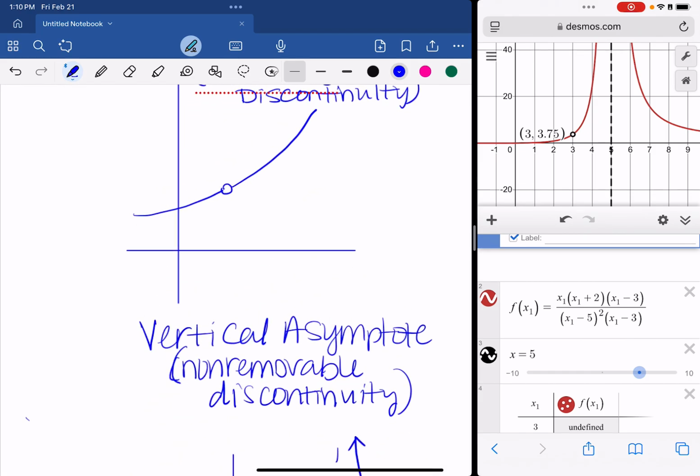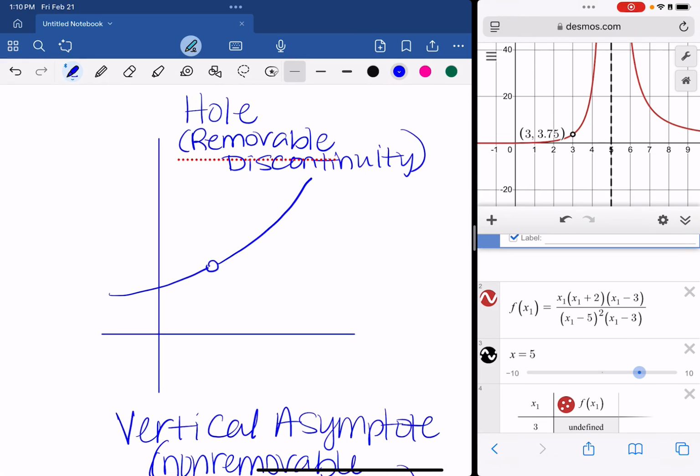So firstly, what we call a hole in the graph is something that we call a removable discontinuity, because you could kind of just think about it like a hole in your tire. You can plug it up, patch it up, and keep it moving. So that's why they call it removable, because if we were to fill the hole, we'd be okay.